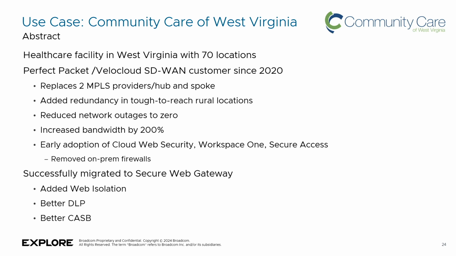We were able to increase their bandwidth just with the different providers. They were on 10 meg MPLSs. We were able to give them DIA connections that went up to 50, 100, 200 in some of their more rural places. They were an early adoption of CWS as well, Workspace ONE, Secure Access. They were pretty much completely bought into the VeloCloud VMware solution. They did start migrating to Secure Web Gateway as well.